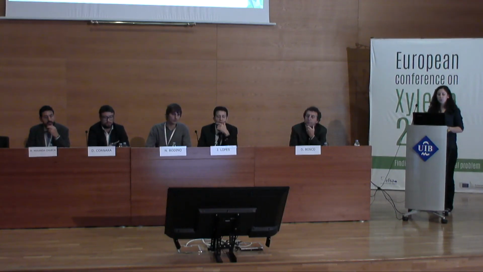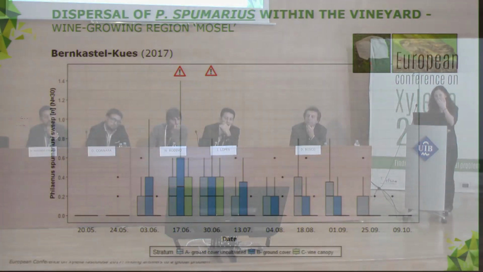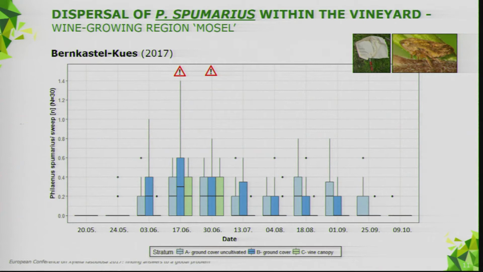And afterwards, they began to spread and move back to uncultivated ground cover, which is located beside the vineyard, with the middle of August. And Philaenus was present until the beginning of October.